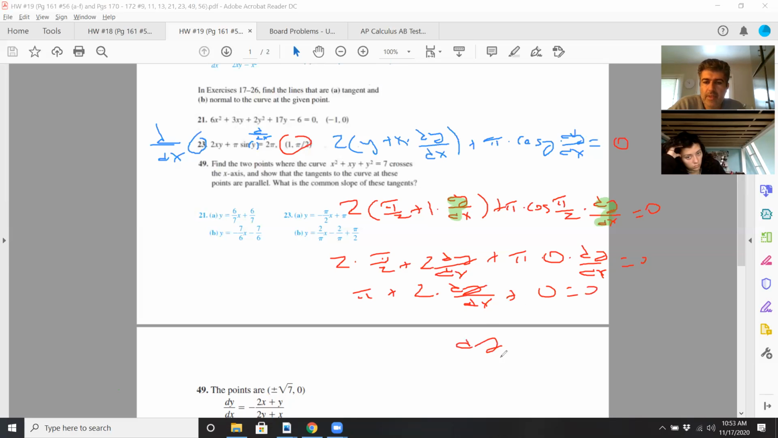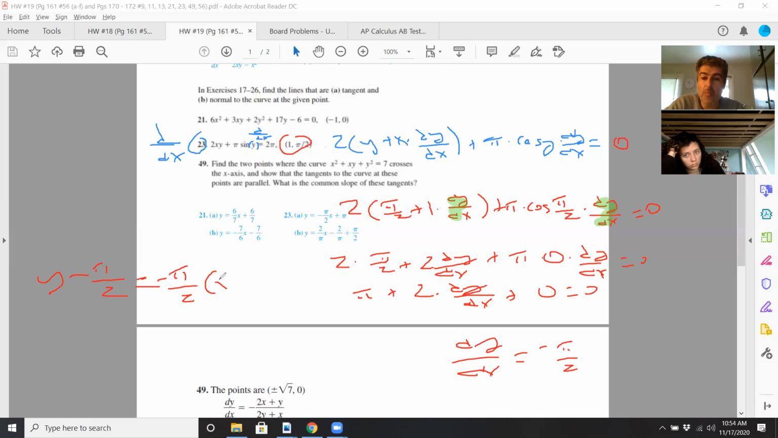Isolate, and you should get negative pi over 2 as your slope. That's the slope of the tangent line, and then your equation of the tangent line is y minus pi over 2 equals negative pi over 2 times x minus 1. Now the question: the textbook puts the answers in point slope form. I want you to leave it in slope intercept form.